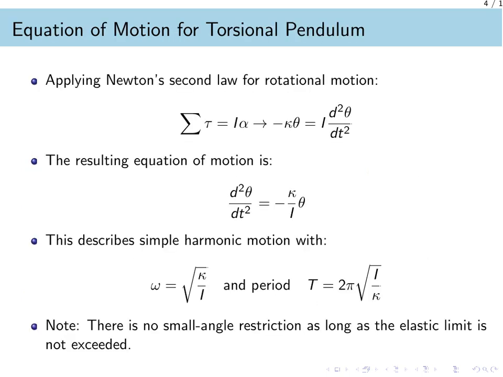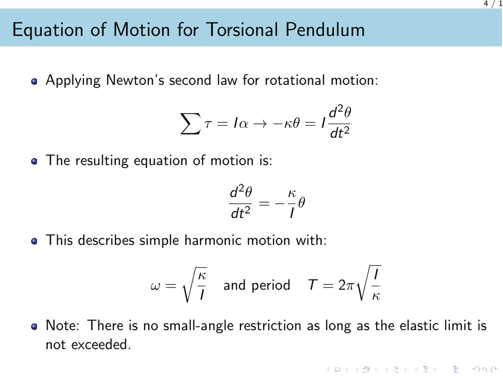To understand how a torsional pendulum moves over time, we apply the rotational version of Newton's second law. This states that the sum of the torques is equal to the moment of inertia, capital I, multiplied by the angular acceleration. By substituting our restoring torque expression, we find that the negative torsion constant times theta equals the moment of inertia times the second derivative of theta with respect to time.